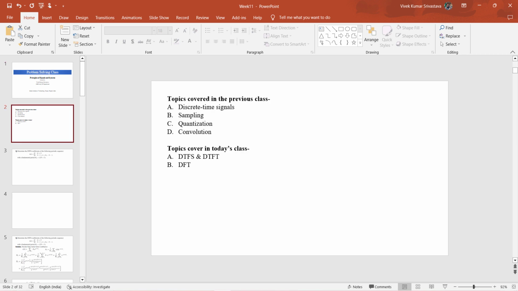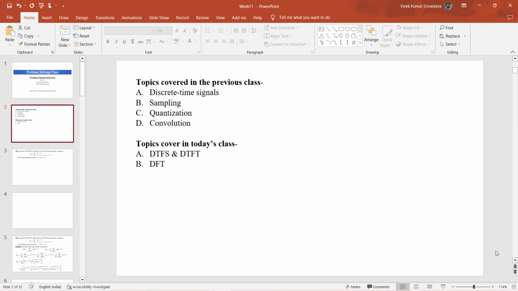In the previous class, we saw numericals based on discrete time signals, where we saw how to perform sampling, quantization, and the convolution theorem. Based on that, we saw several numericals. So in today's class, we will cover the discrete time Fourier series and discrete time Fourier transform, and after that we will also cover some numericals based on the discrete Fourier transform. So let us start.